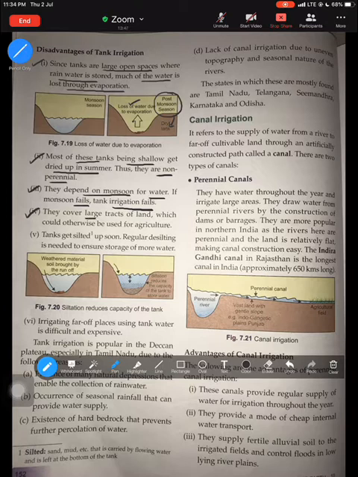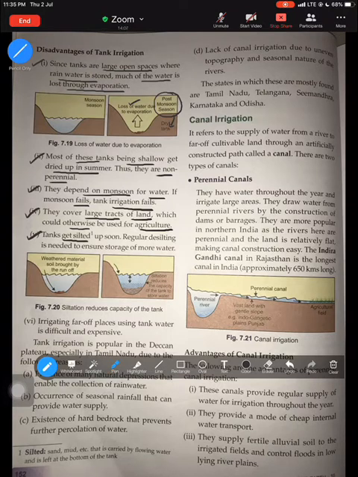Next is that since tank irrigation covers large tracts of land which could have otherwise been used for agriculture, since there's large area being used to store rainwater, so rather than storing water, those areas could have been used for agriculture purposes. So it takes up a large space, unlike tube well.